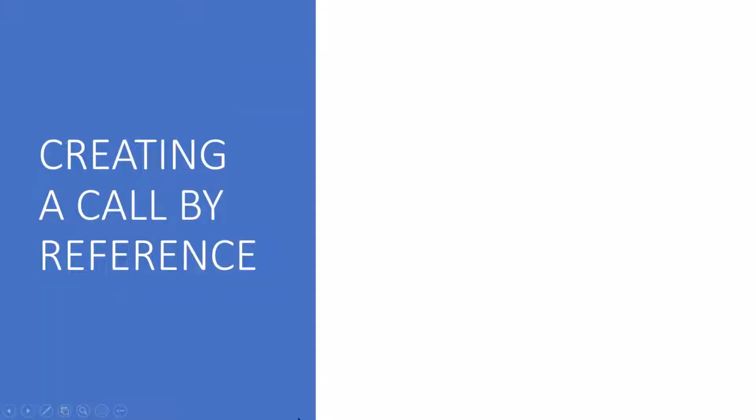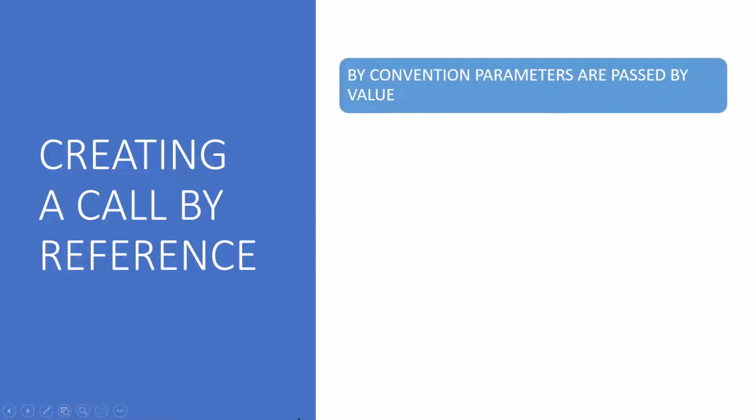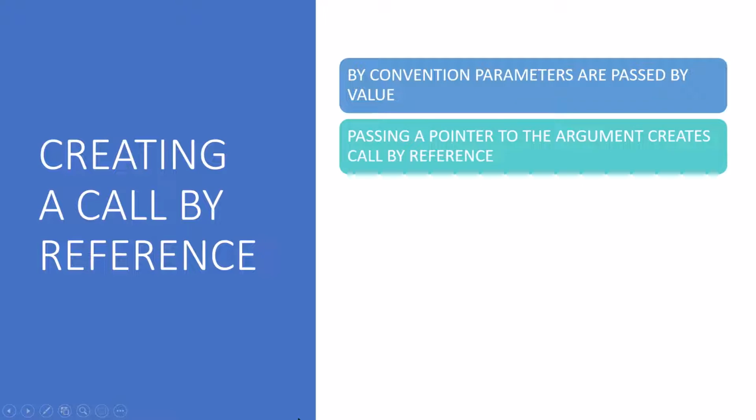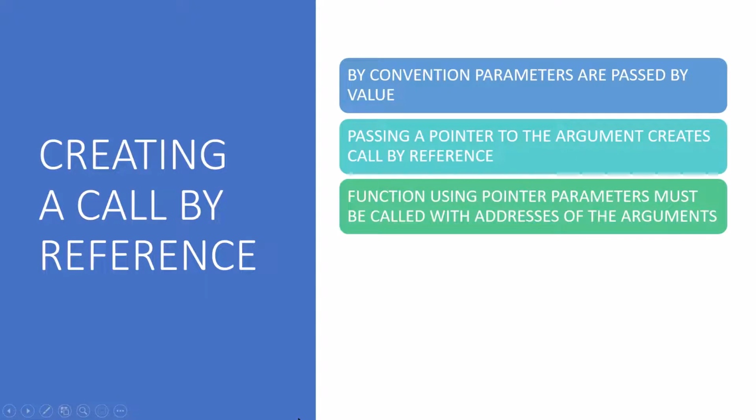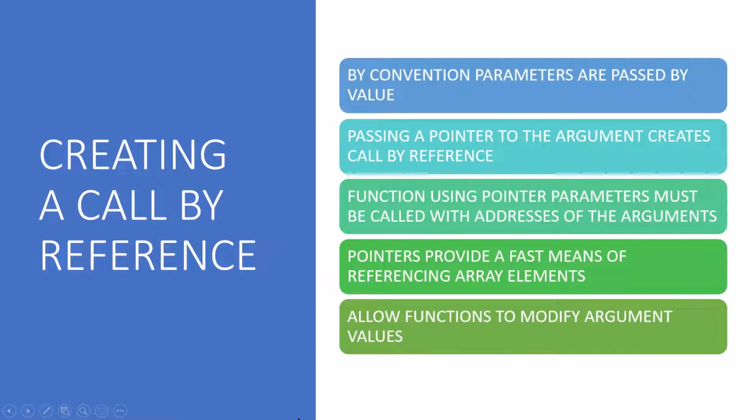Now coming to how to create a call by reference. As we saw earlier, by convention, parameters are passed by value in C. Passing a pointer to the argument will create a call by reference, and we'll see how shortly. Functions using pointer parameters must be called with the addresses of the arguments. That's pretty clear. Pointers provide a fast means of referencing array elements. We know that, right? And therefore, when we are sending arrays to functions, we need to use call by reference. Call by reference allows functions to modify argument values.